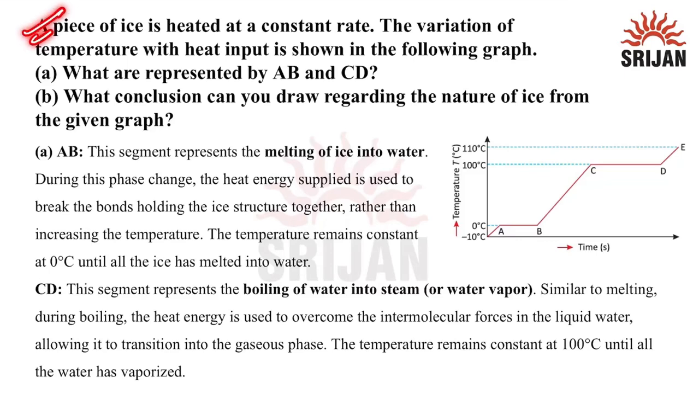The question is, a piece of ice is heated at a constant rate. Now the variation of temperature with heat input is shown in the following graph, that is this graph. Now, what are represented by AB and CD?